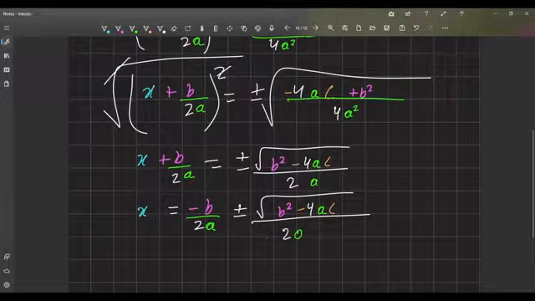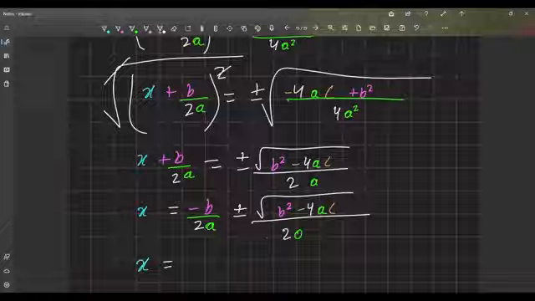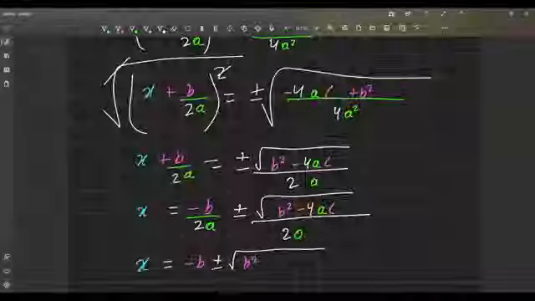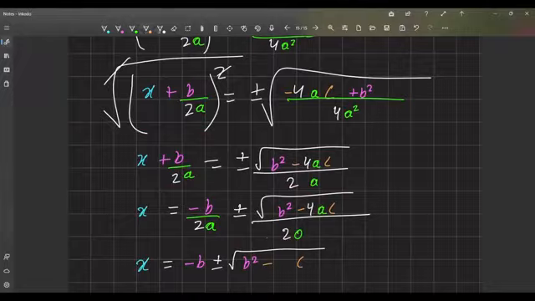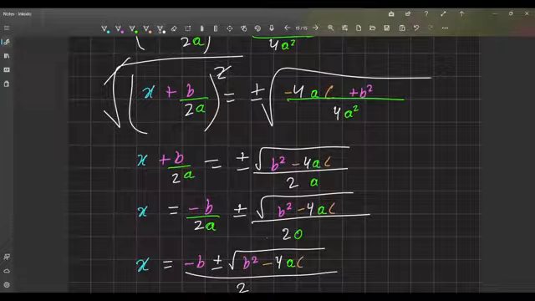Okay, now I'll write down the whole equation in the next area. So it would become x is equal to negative b plus minus under root b square minus 4ac, and it whole would be divided by 2a, as we can see here.